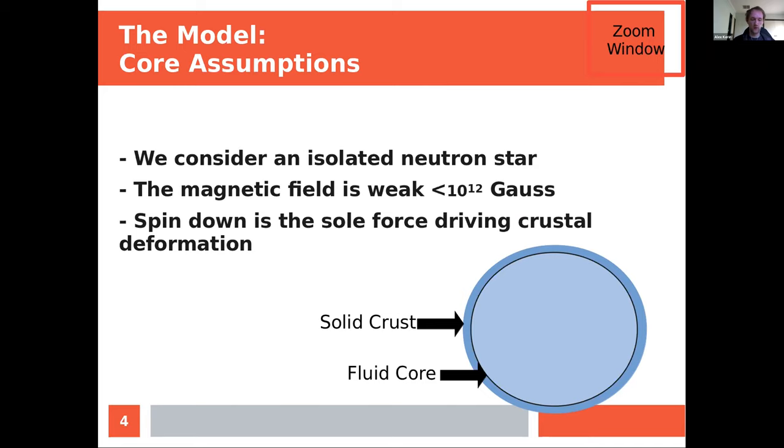So in this model, we're considering an isolated star. So there's no binary partner, there's no accretion, it's just born by itself and it lives out its life by itself. We're also considering the case where the magnetic field is weak. You can consider the case where the magnetic field is strong or where there's strong decay in the magnetic field, and that does have impacts on the crustal evolution, but we're not considering that case. And that leaves us with spin down as the sole force responsible for the dynamics of this system. And as an additional simplifying assumption, we're considering just a two-component star. So there's a solid brittle crust and there's a superfluid core.